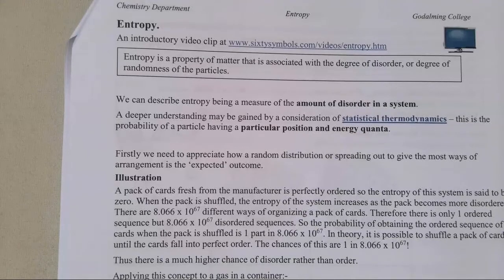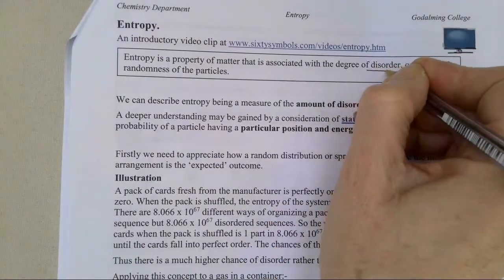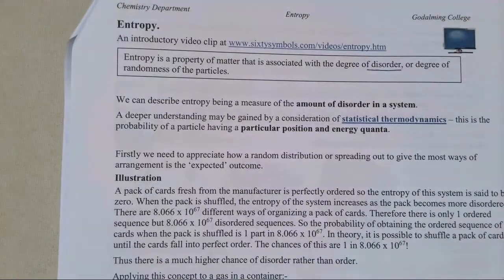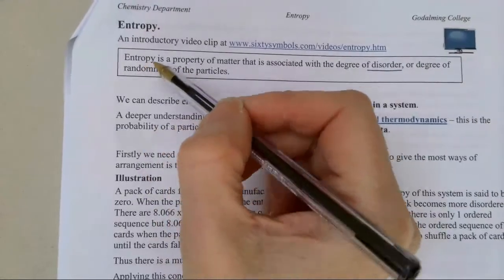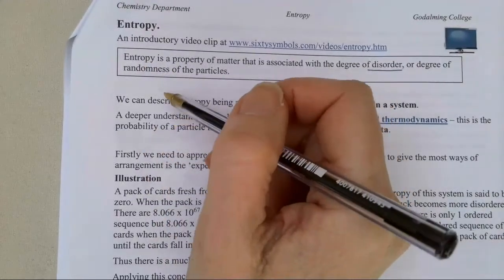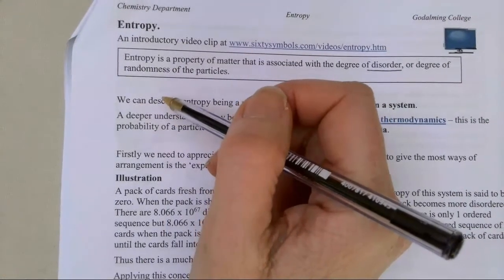Now, your board allows entropy to be a measurement of disorder. Personally, I don't particularly like that idea, but it gives us a general starting point. I prefer to think of entropy as the ways that things can be arranged in my material.